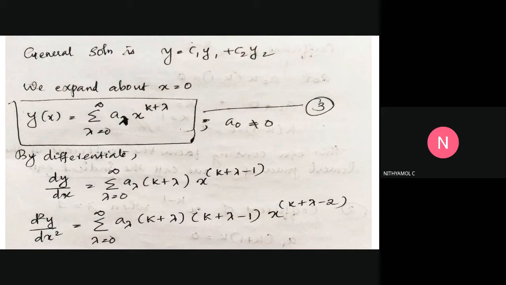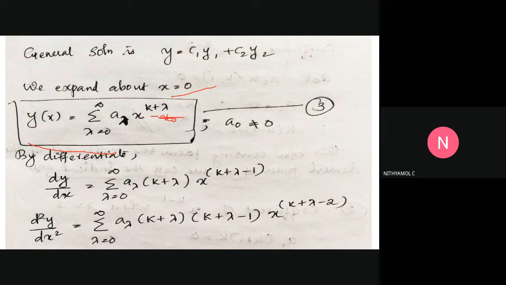That means y of x equal to, we saw this equation with x minus x0, and we put x0 equal to 0. So y of x equal to summation over lambda is equal to 0 to infinity a lambda x raised to k plus lambda, where a0 is not equal to 0. Now we have to differentiate this equation.